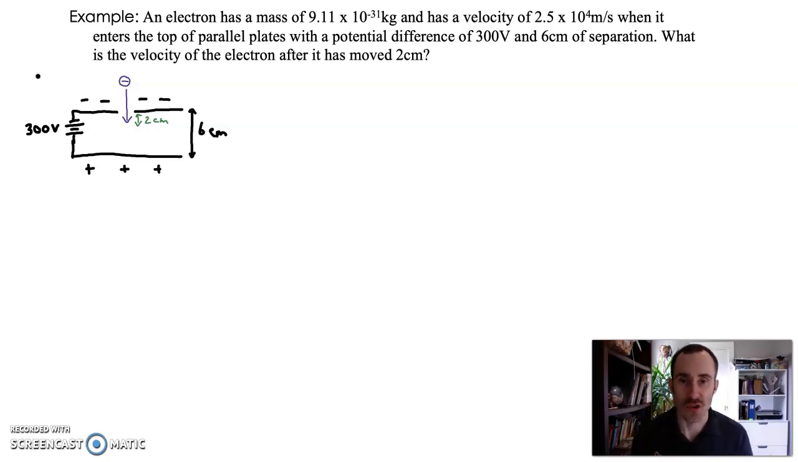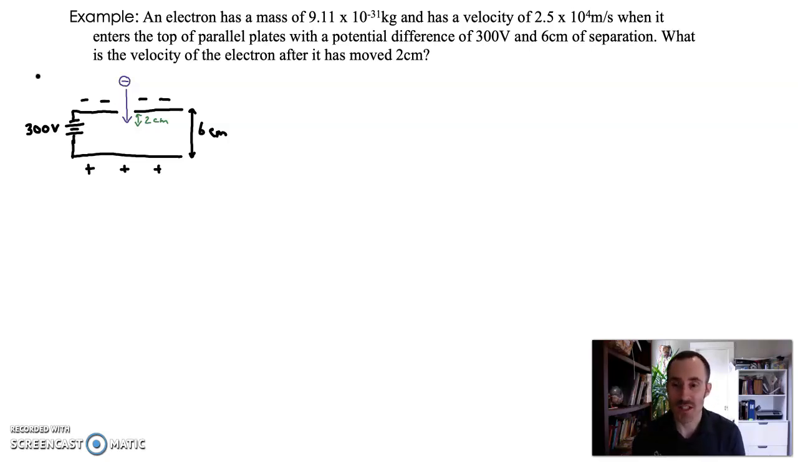Here's our first energy transfer question. An electron has a mass of 9.11 times 10 to the negative 31 kilograms and has a velocity of 2.5 times 10 to the 4 meters per second when it enters the top of parallel plates. The potential difference of the plates is 300 volts and they're 6 centimeters apart. What is the velocity of the electron after it has moved 2 centimeters? Not the full distance, just 2 centimeters.